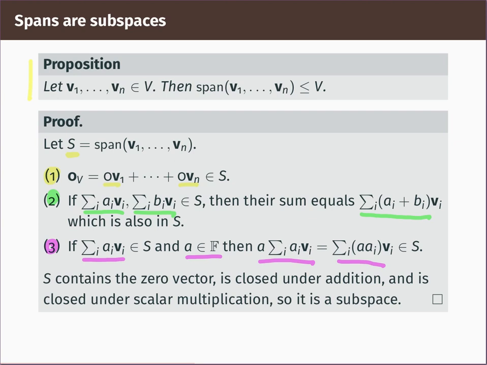We've shown that our scalar multiple of our element of S is again in S, and therefore S is closed under scalar multiplication. That means we've checked all three of the parts of the definition of being a subspace, and therefore the span is a subspace.